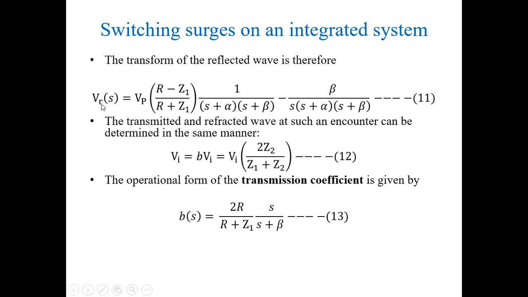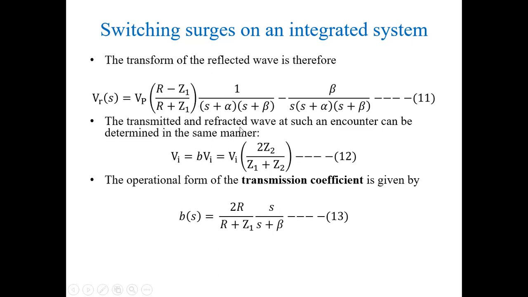Therefore, the magnitude of the reflected wave can be written as Vp into (R minus Z1) divided by (R plus Z1) into 1 by (S plus alpha), into ((S plus beta) minus beta) divided by S into (S plus alpha) into (S plus beta). So all those things we have studied in the fourth unit.